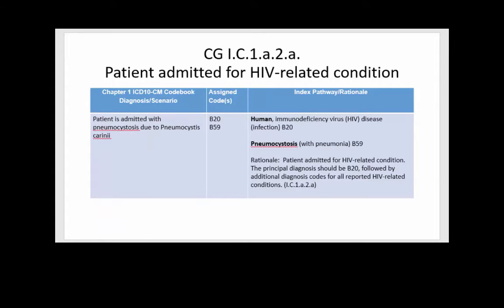Another guideline says patient admitted for HIV-related condition, and this particular one is pneumocystosis, which is due to the Pneumocystis carinii organism. And here I've got the pathways and the rationale. The patient's being admitted for an HIV-related condition, so your principal is going to always be B20, followed by whatever those are for the reported HIV-related conditions.